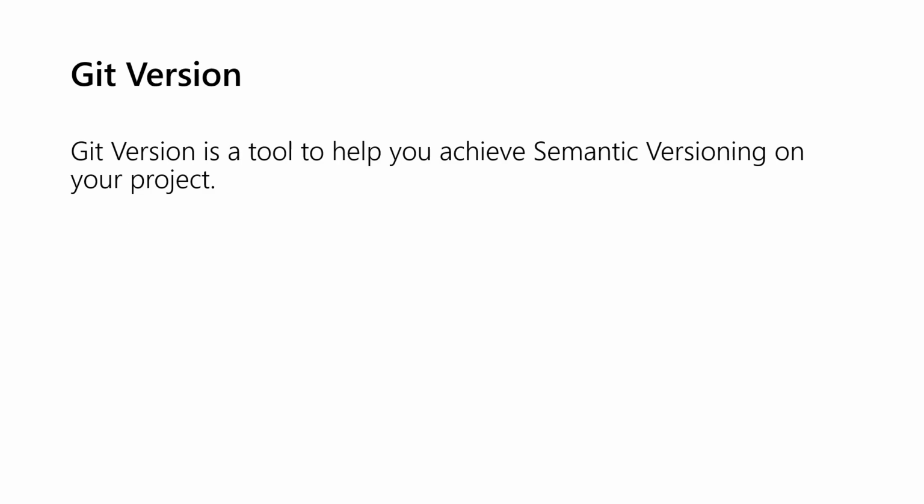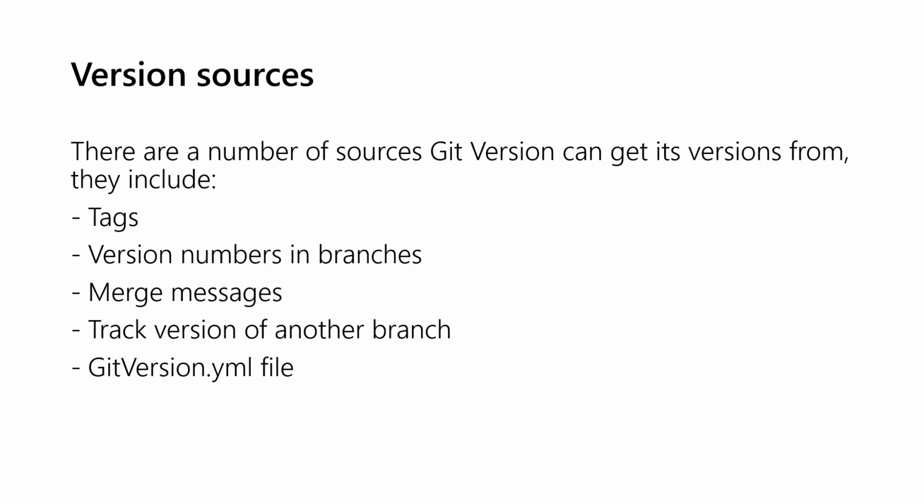The Git version is a tool to help you to achieve semantic versioning of your project. The goal of adding a new dependency to your code is to avoid reinventing the wheel.